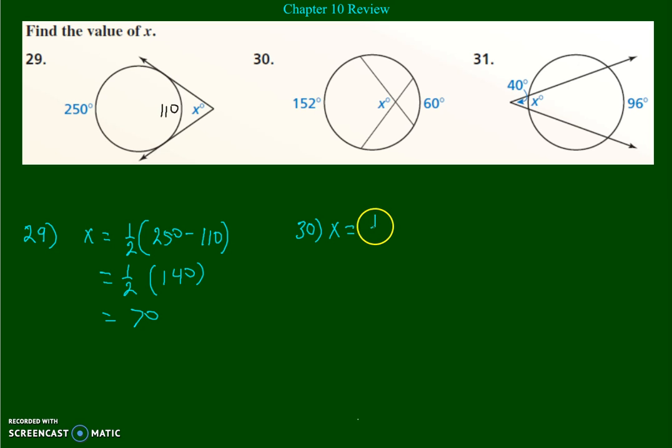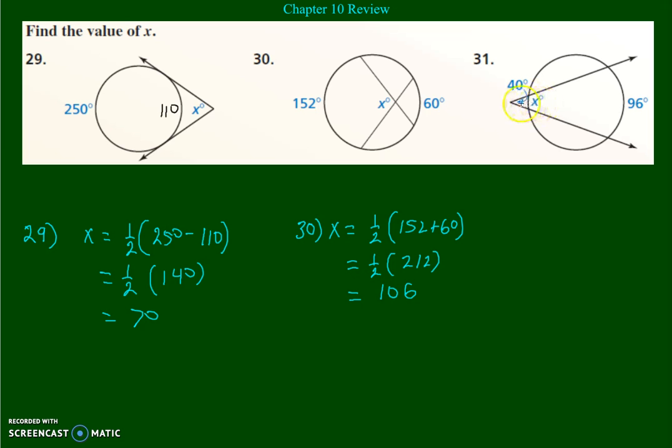X equals 1/2 of 152 plus 60, which is 1/2 of 212, which is 106. In problem 31, this is again an example of the angles outside the circle theorem.